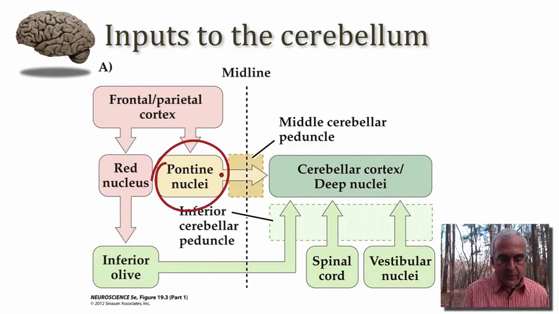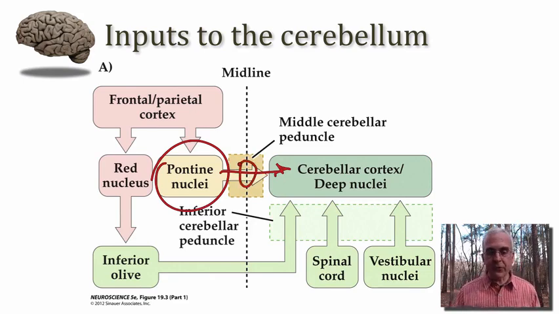The input from the pontine nuclei crosses the midline of the brainstem and projects into the contralateral hemisphere of the cerebellum. And the pathway by which it crosses the midline and enters the cerebellum is the middle cerebellar peduncle. Now notice that these pontine nuclei are in turn supplied by inputs that are derived from the cerebral cortex. So the cerebral cortex has the means by which it can send signals into the cerebellum, but only indirectly through a relay in the pons.